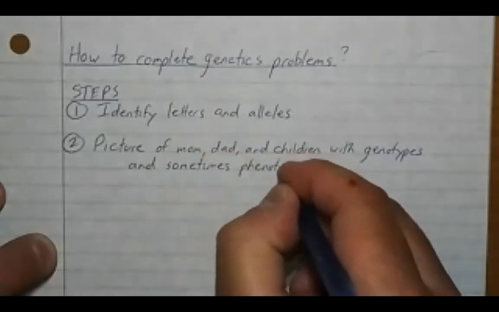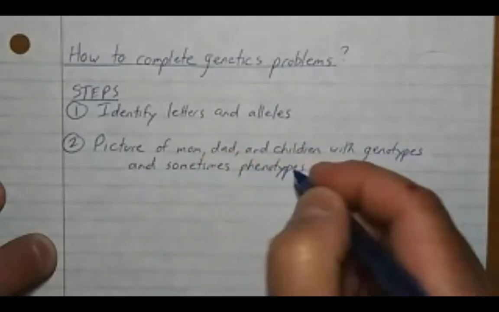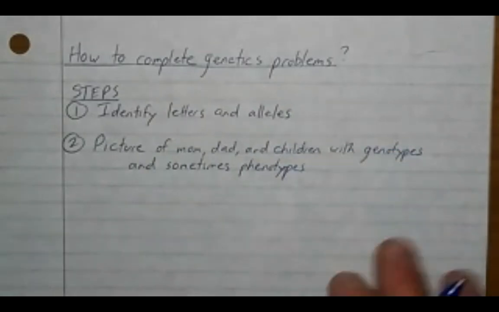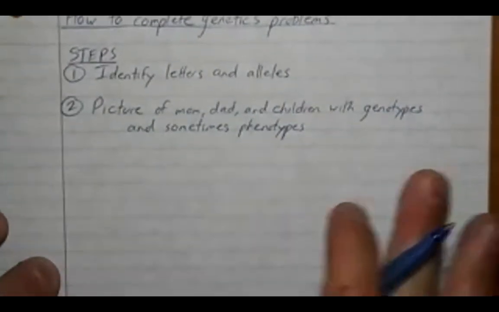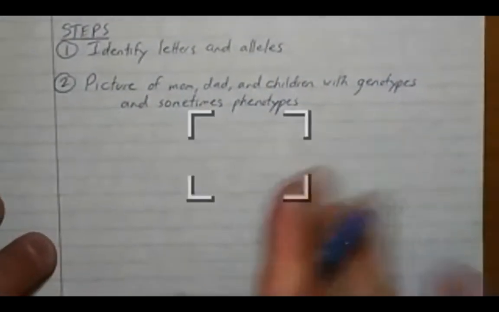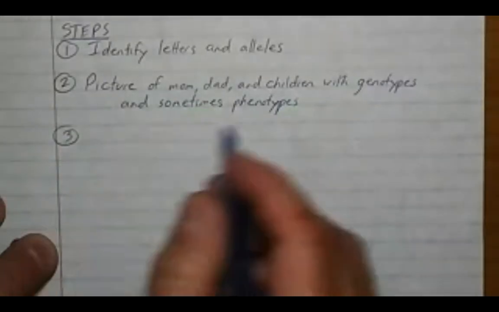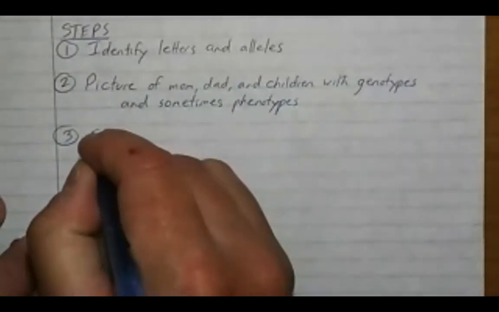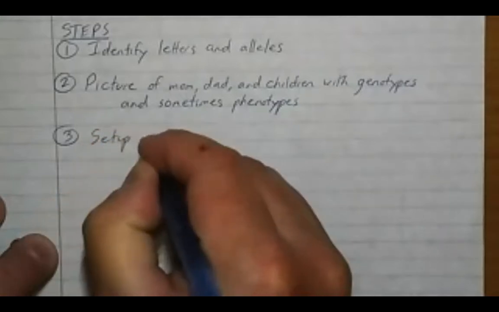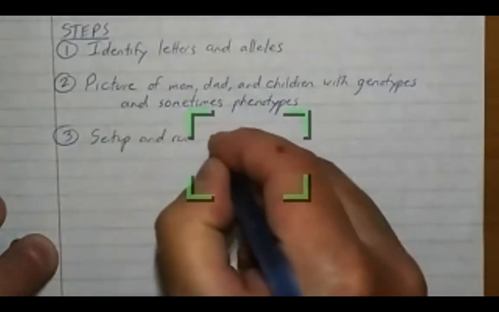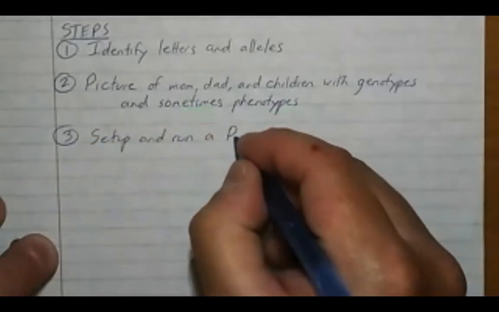Maybe you need to know the phenotypes of mom and dad. Maybe you just need to know their letters. It depends on the problem. Okay. Pictures help. They really do help. All right. Step 3, after you draw a picture, if you are trying to figure out the children, then you will set up and run a Punnett Square.